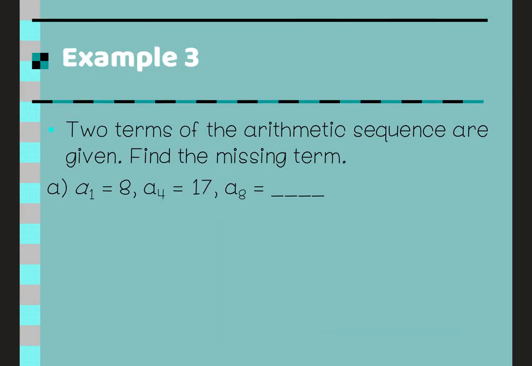All right. Example 3 says 2 terms of the arithmetic sequence are given. Find the missing term. So first of all, this is where, again, it's always important to read your instructions because it tells you it's arithmetic. It could also tell you it's geometric. So you have to make sure you pay attention to what's what. If it's arithmetic and I have 2 consecutive terms, I only have to subtract. I could just do a2 minus a1.